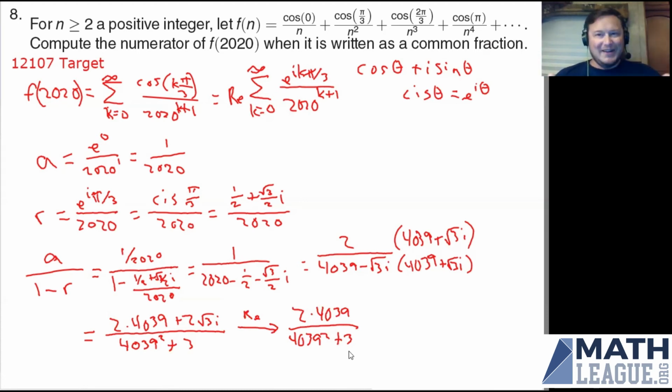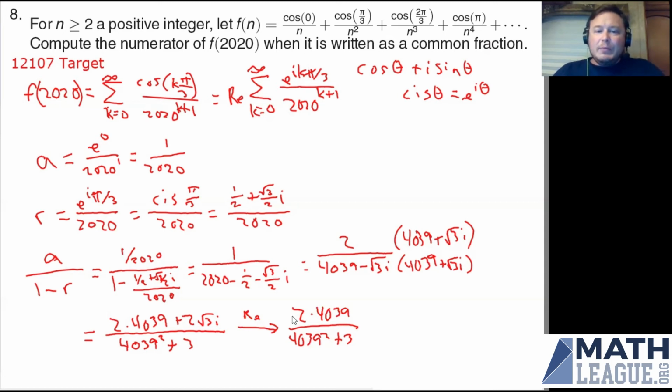Oh, wait, we're not done, right? Because we still need to figure out what the numerator is when this is written as a fraction. Don't just look at the 2 times 4,039 and be like, oh, that's my answer. What is that, 8,078? Don't put 8,078 because this thing will simplify. First thing you want to notice is that the bottom is the square of an odd number, in other words, an odd number, plus another odd number. It's even. The bottom is even, which means I can factor a 2 out of the bottom and the top.